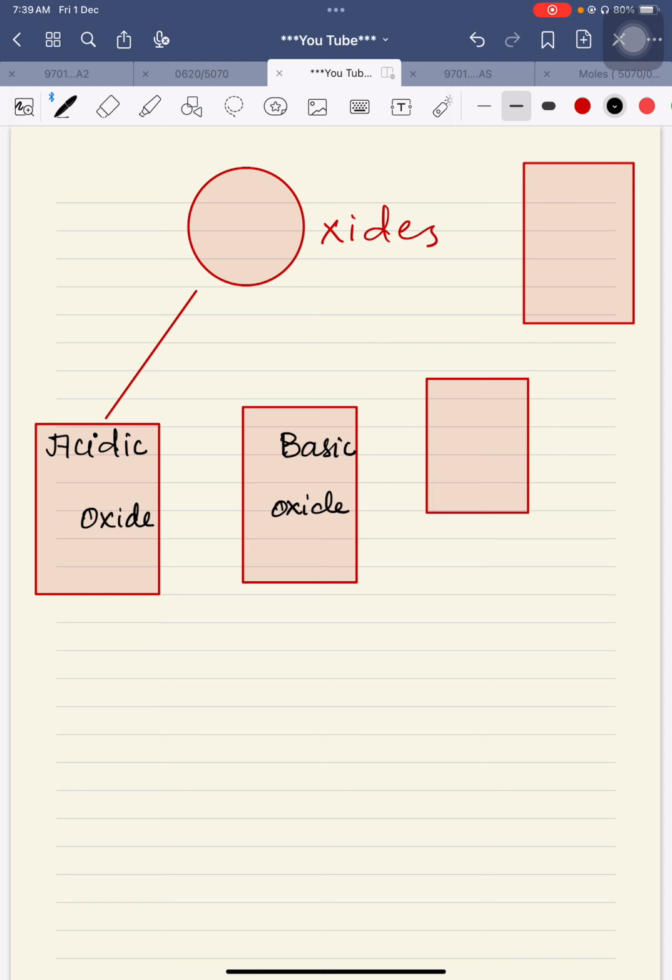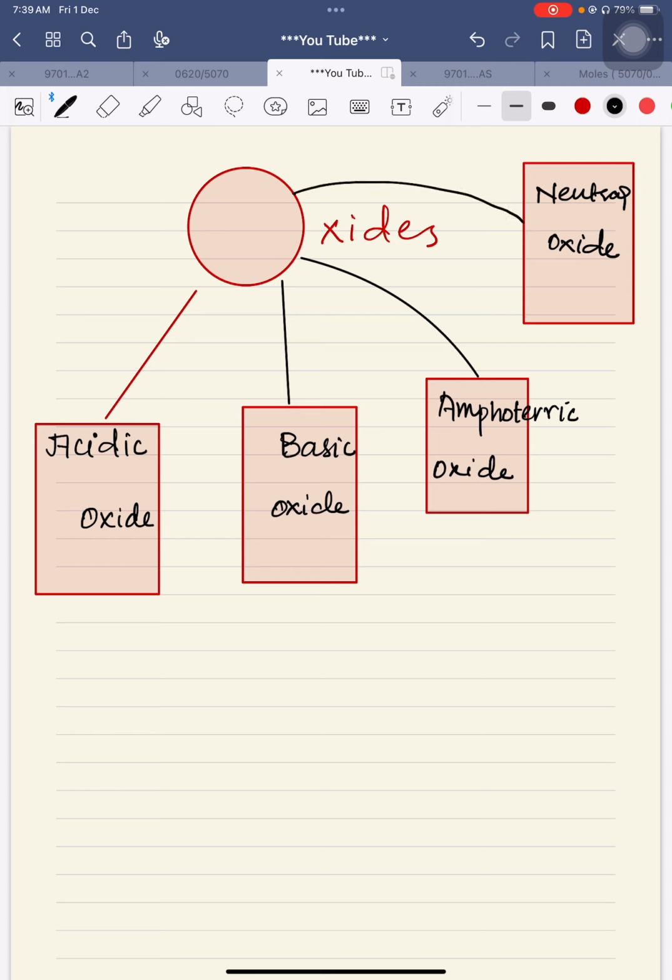Number 3 is amphoteric oxide, and number 4 is neutral oxide. Okay, so these are oxides and these are the types of the oxides as well. So please look into the fact that these are the 4 types.